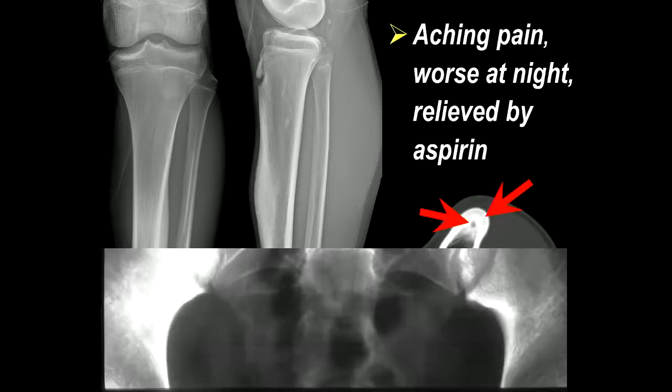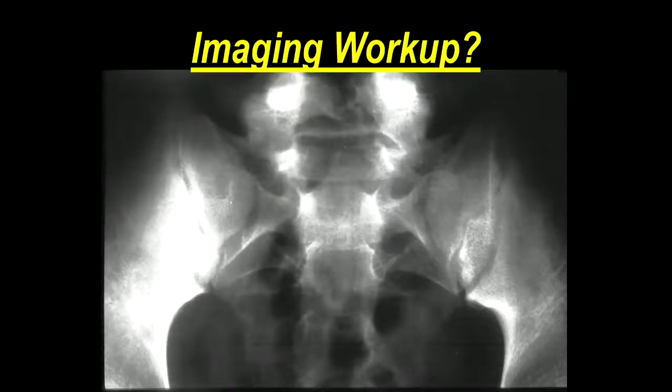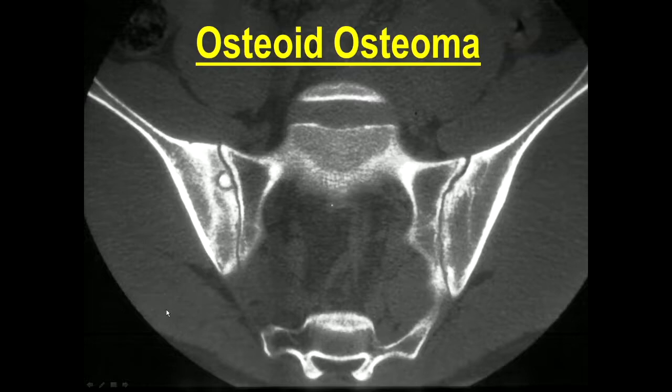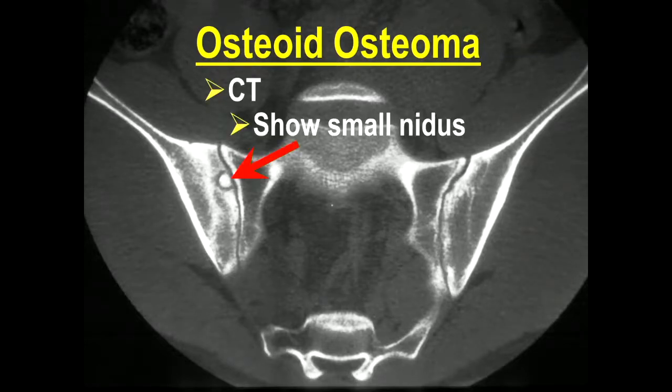So if you get a case like this, where you see sclerosis adjacent to the SI joint, what would be the appropriate workup if you're worried about an osteoid osteoma? Well, osteoid osteomas, it turns out, are best shown by CT because they very confidently will show a small nidus and the adjacent reactive sclerosis, as in this case.